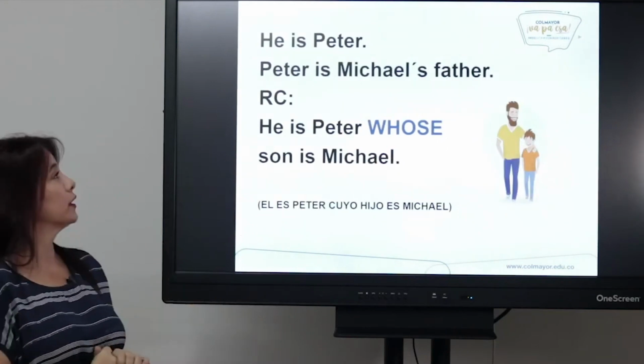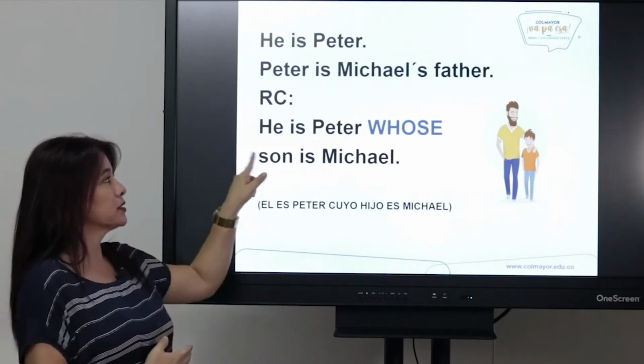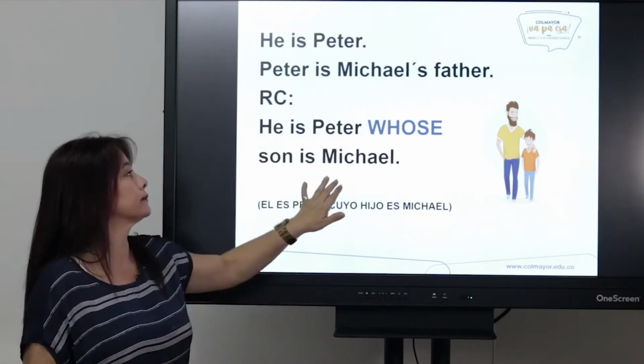Another example. He is Peter. Peter is Michael's father. The relative clause is: he is Peter whose son is Michael.